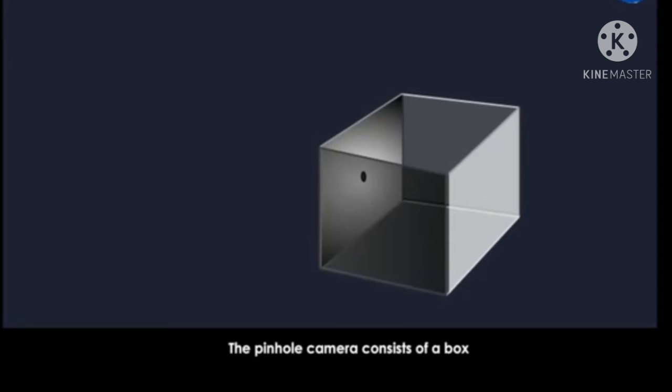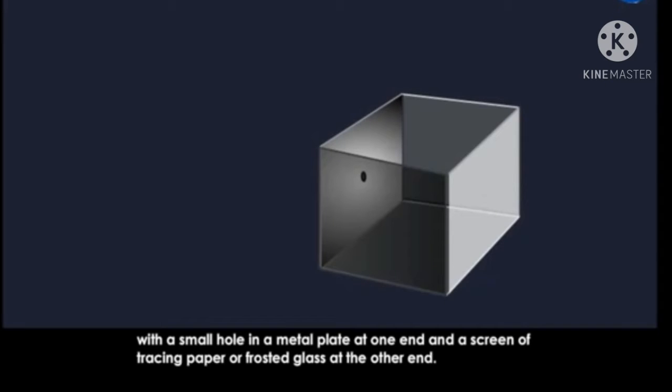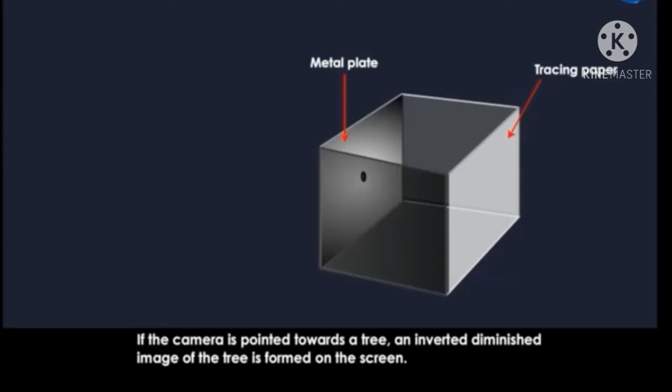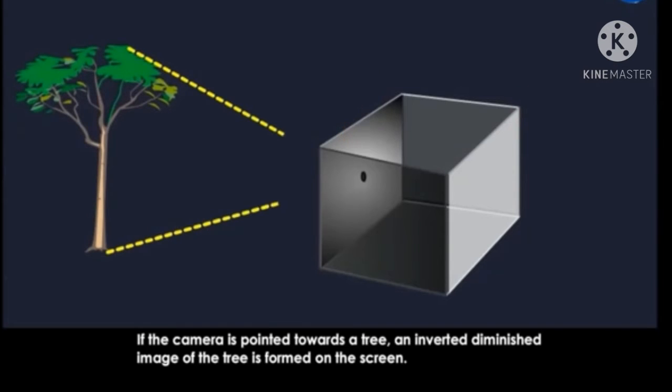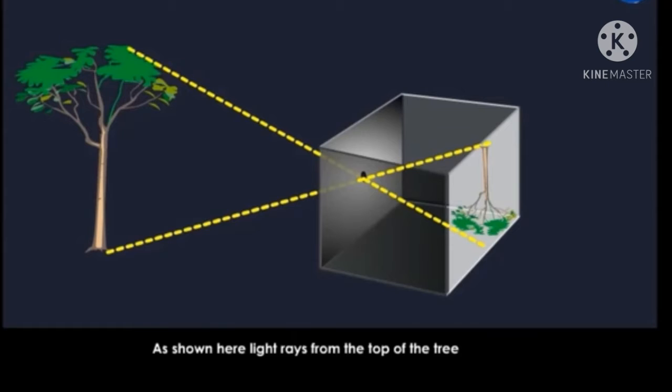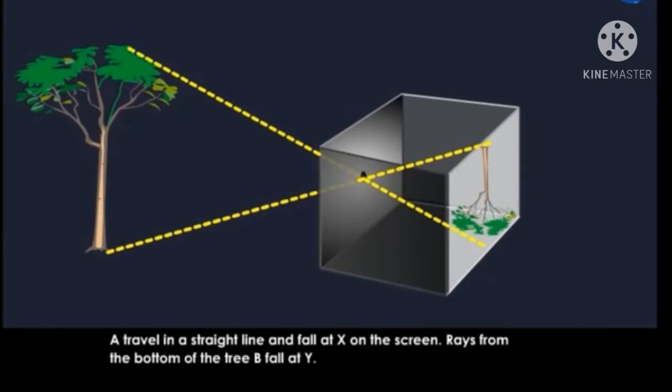If we look into the pinhole camera by keeping our eye at its backside, we will see an image of the tree on the screen. This is because some of the light coming from the tree passes through the pinhole to form an image on the screen. A ray of light coming from the point A of the tree passes through the pinhole in a straight line to form an image at point X on the screen.